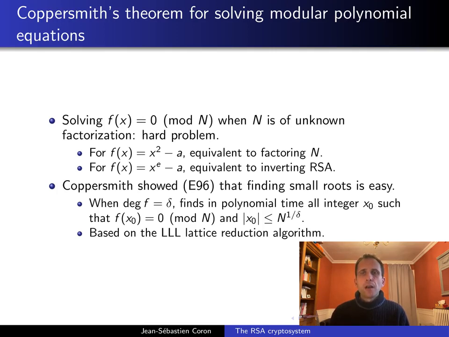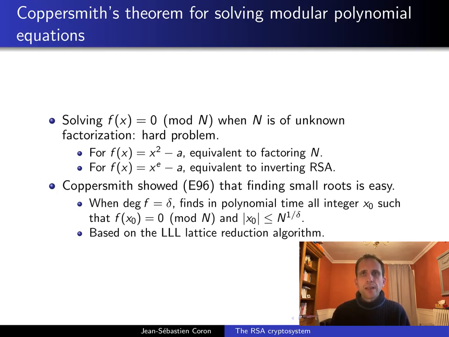We see that in general, if we want to find the roots of a polynomial equation modulo n, when we don't know the factorization of n, this is a difficult problem. Why? Because if we take, for example, f of x equals x squared minus a, then finding the roots of f, which is equivalent to computing a square root of a, we know that this is equivalent to factoring the modulus n. And similarly, if we define the polynomial f as x to e minus a, this is equivalent to inverting RSA. So we believe that this is a hard problem.